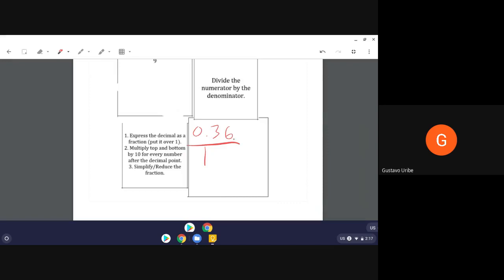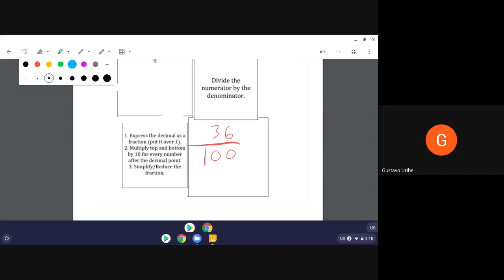I know there's 2 digits or 2 numbers after my decimal. So that means I'm going to put 2 zeros. And I'm going to go ahead and erase the 0 and the decimal. So now I have the 36 over 100. Now we have to simplify it. Well, if you know your multiplication facts, like I said, it's a lot easier.